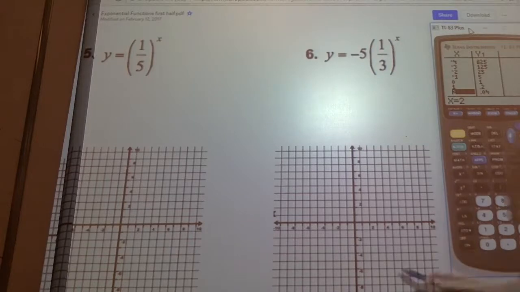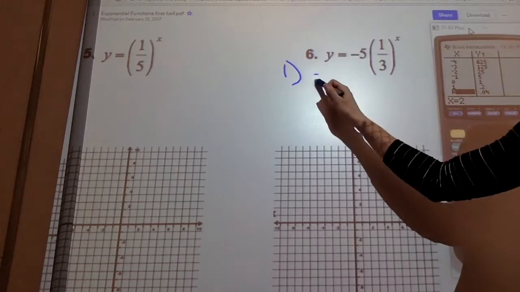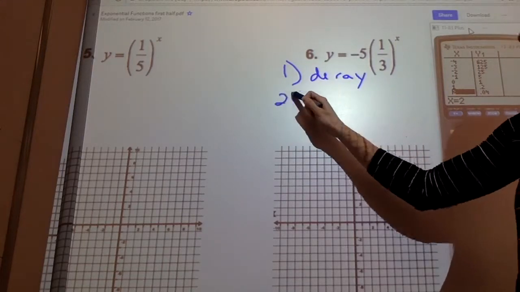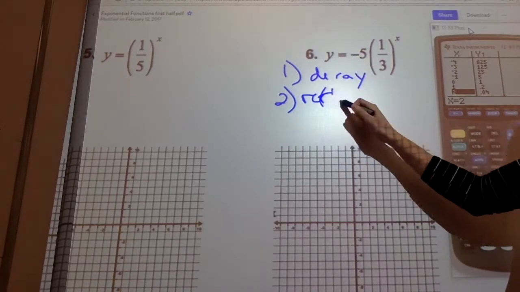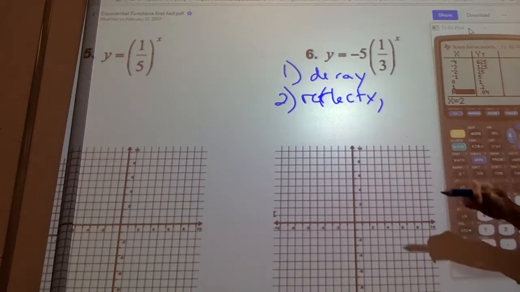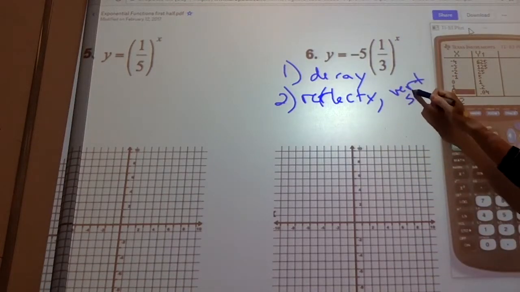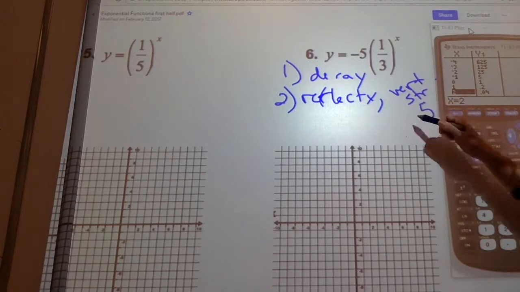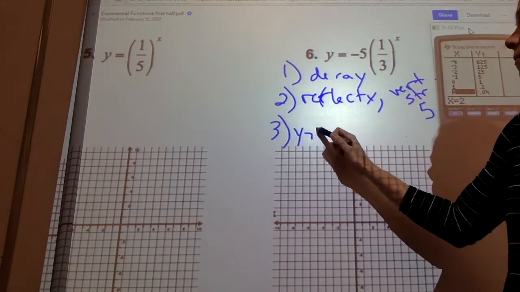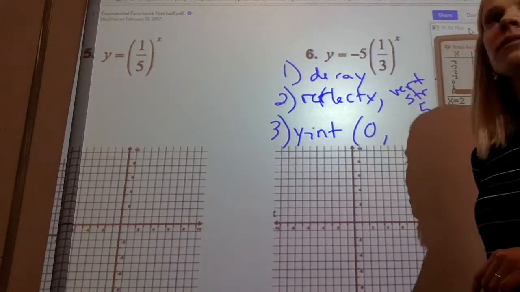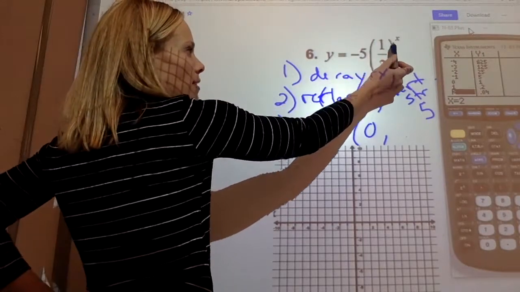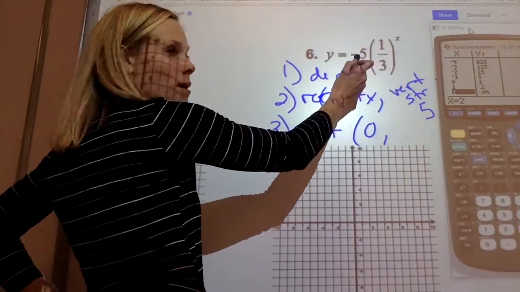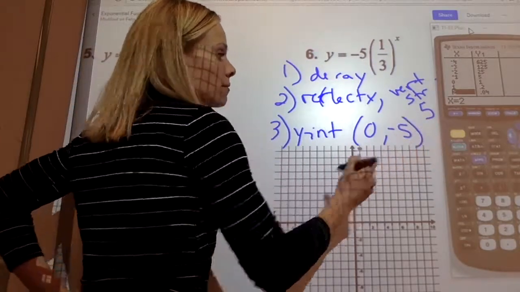All right, again, step 1, is this going to be a growth or a decay? Decay, because 1/3 is less than 1. Step 2, what are my transformations? Reflect over the x. Negatives always mean reflection. And what else? Vertical stretch of 5. Good. And my y-intercept is going to be what? If I put 0 in for x, what do I get? Anything to the 0 power is 1, but 1 times negative 5 is negative 5.